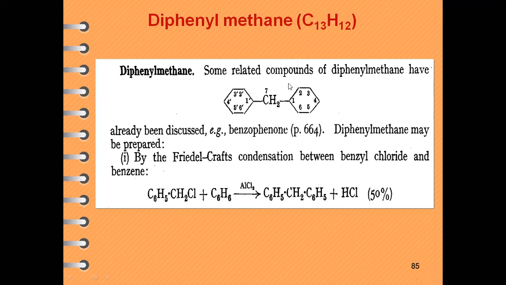Now, related to this diphenylmethane, what we are going to discuss is the synthetic methods. The first synthetic method for diphenylmethane is by Friedel-Crafts condensation. So what is this Friedel-Crafts condensation? This condensation is between benzyl chloride and benzene. If we condense benzyl chloride with benzene in the presence of a condensing agent, that is aluminum chloride, this bridged compound, diphenylmethane, will be produced by releasing hydrochloric acid. The yield of this synthesis is about 50%. Low yield will be produced.